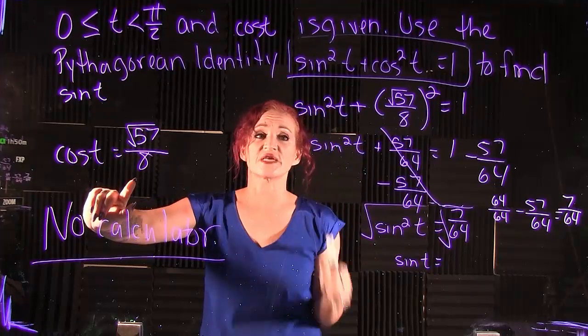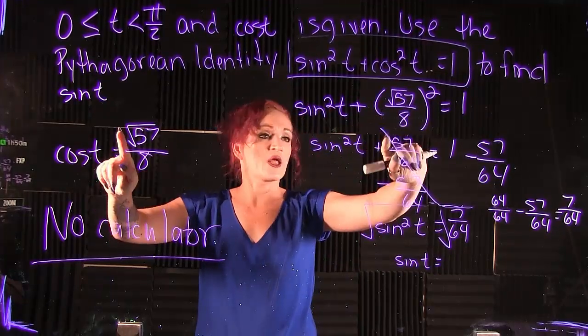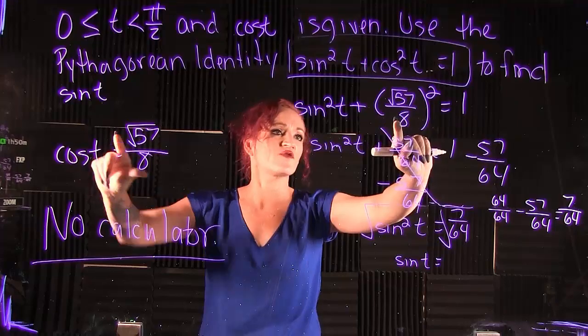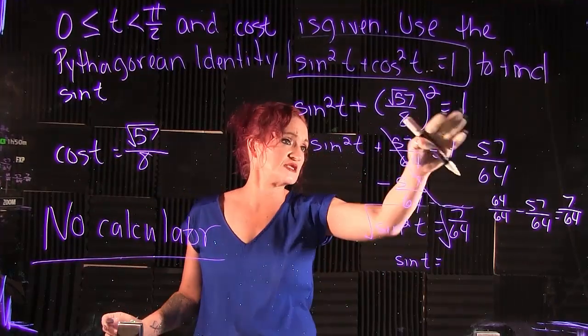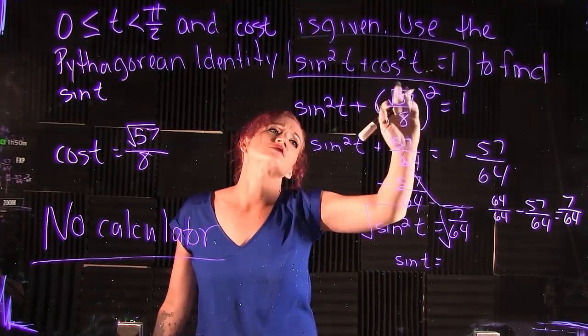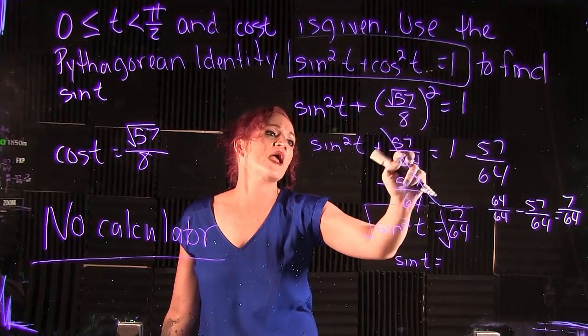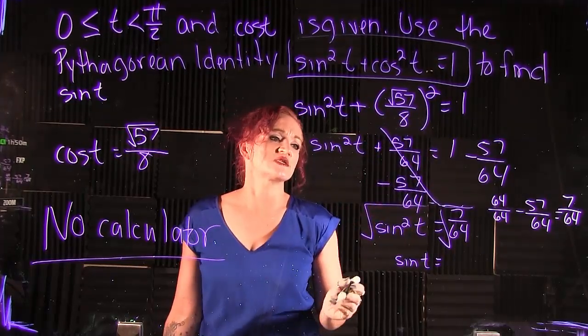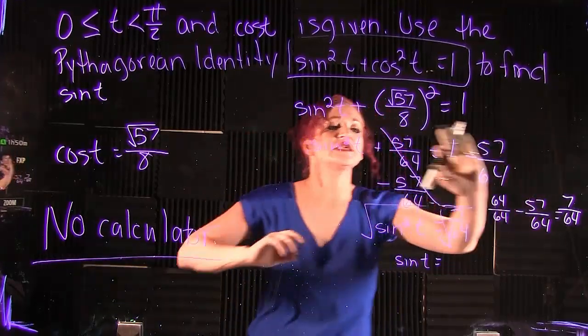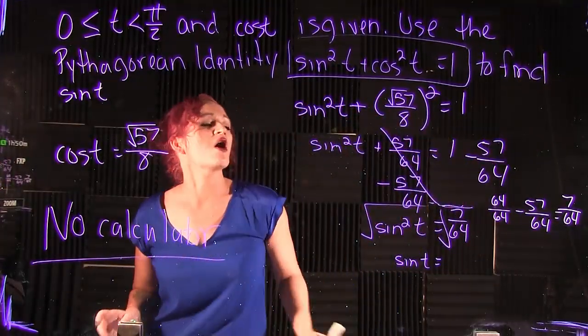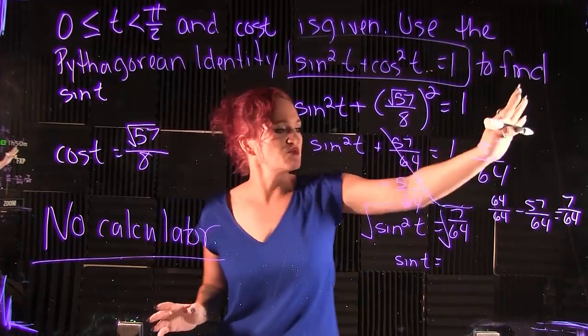Drop down sine squared t plus, plugging in square root of 57 over 8 for cosine, and we are squaring that, is equal to 1. When we square square root of 57 over 8, we get 57 over 64. So we're left with this equation right over here that we need to solve. We're solving this for sine t, so let's move everything over to the other side.